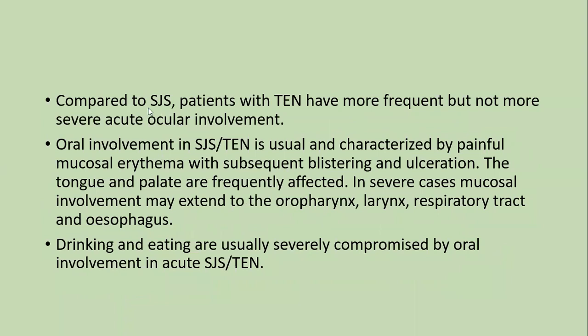Compared to Stevens-Johnson syndrome, TEN is more frequently involved with ocular changes. It is characterized by mucosal erythema, blistering and ulceration. Tongue and palate may be involved, and similarly oropharynx, larynx, and respiratory tract. Drinking and eating becomes severely compromised.